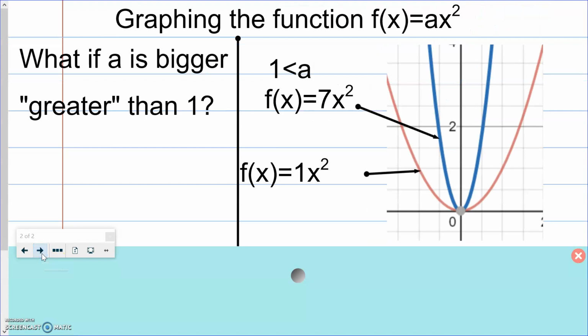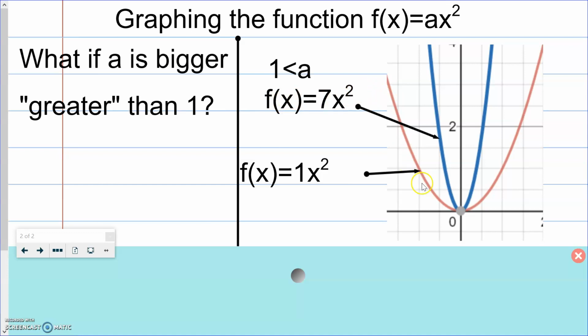Let's look at what happens when a is bigger than 1. So 1 is less than a. So we're going to plug in a numerical value for a that is greater than 1. So f of x equals 7x squared is our example.